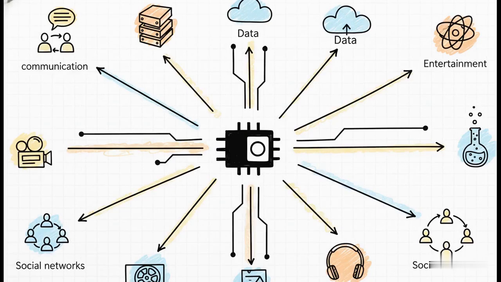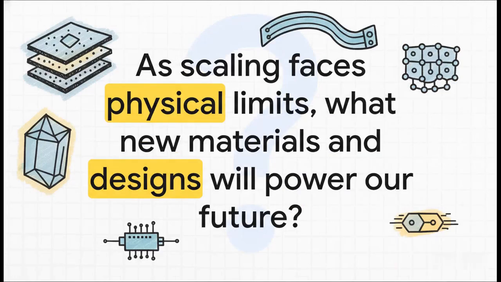So here's the bottom line. From one simple on or off switch made by just cleverly tweaking a piece of silicon, we've built our entire digital world. It is, without a doubt, the single most important invention of the modern era. And that just leaves us with this one huge, fascinating question. Now that we're pushing up against the absolute physical limits of silicon, what comes next?